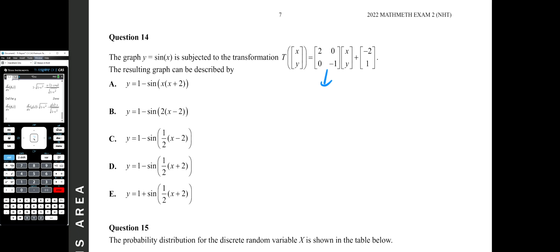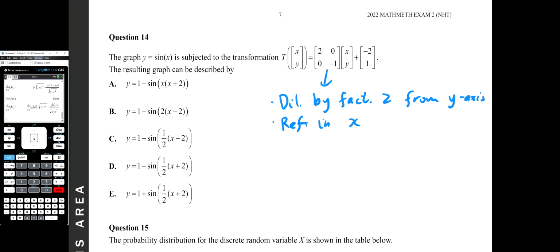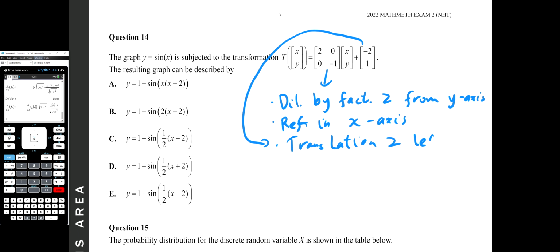So the 2 and the -1, what the 2 is, it's a dilation by factor 2 from the y-axis. That's what the 2 is. And the -1 is a reflection in the x-axis. So we've got that. And then finally, the -2 and -1, those translate, pardon the pun, into a translation 2 left and 1 up.